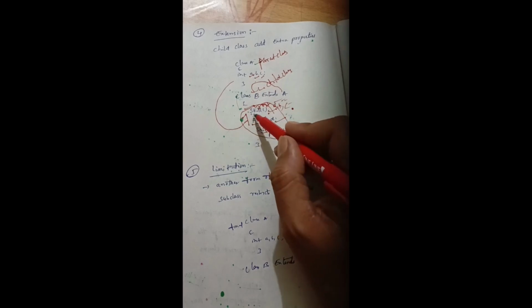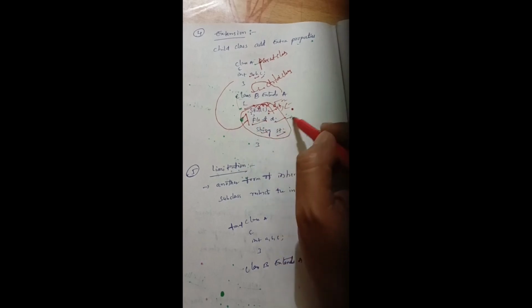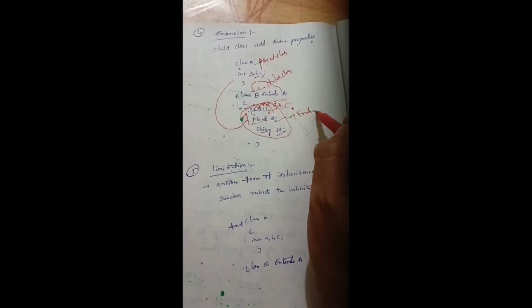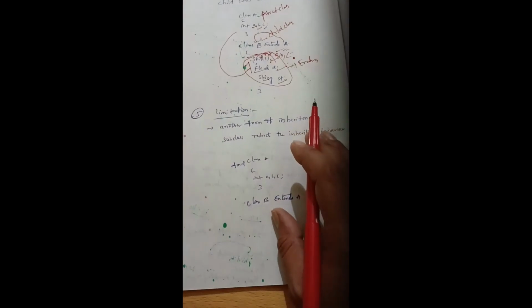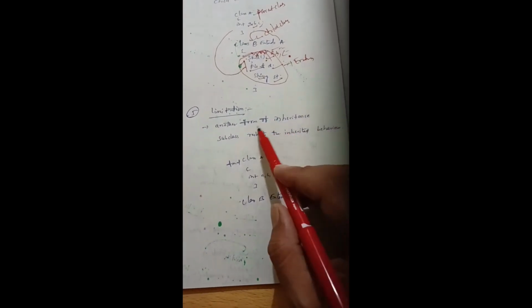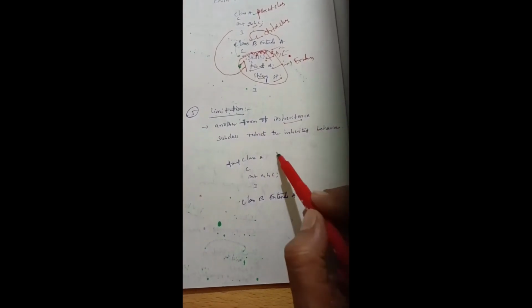But again we can add more extra properties to the child class. Extra properties, methods, constructor, anything we can add to the child classes. This is called the extension. We add some extra properties to the child. This is called the extension. Limitations means another form of inheritance.